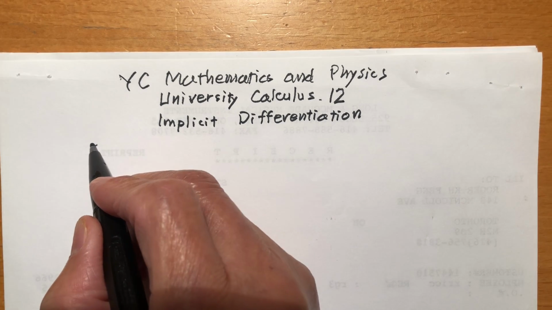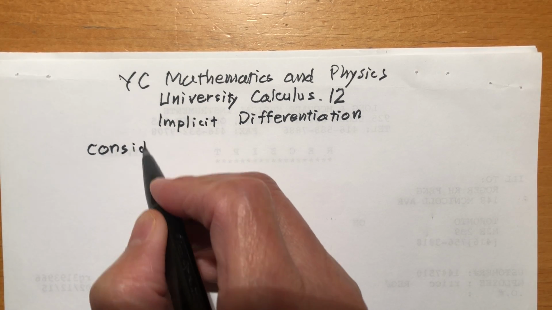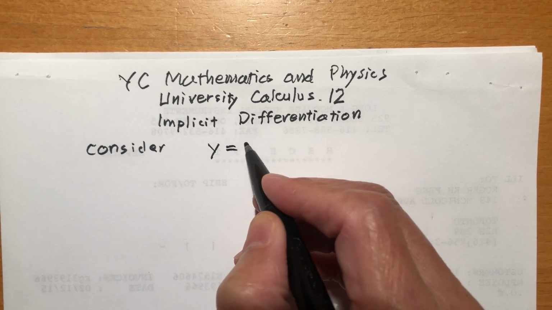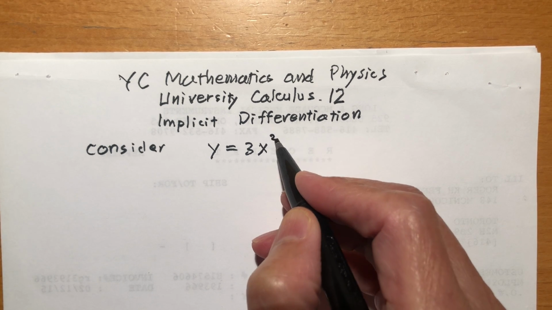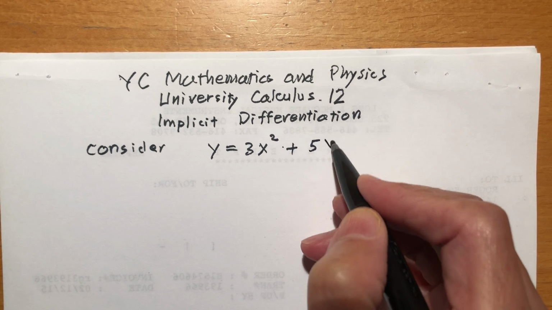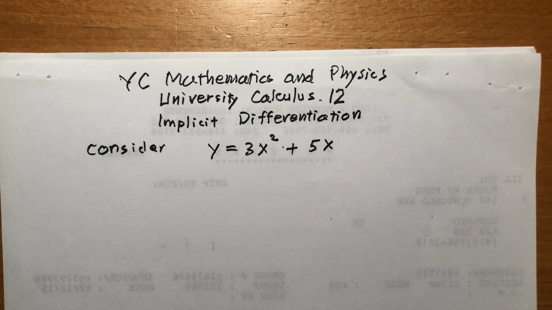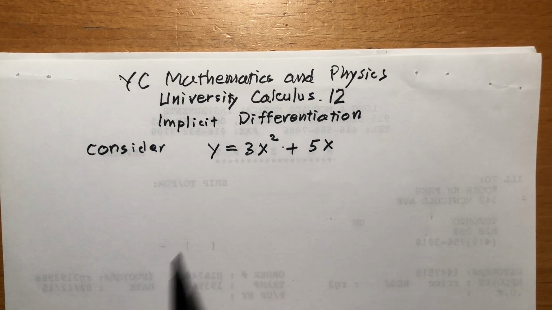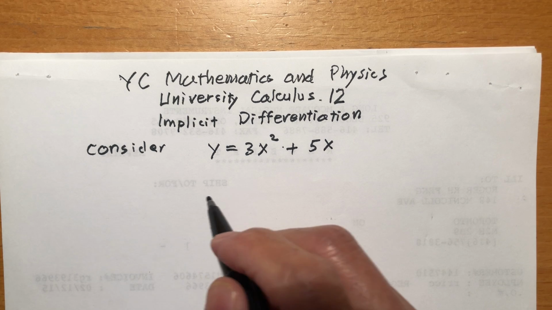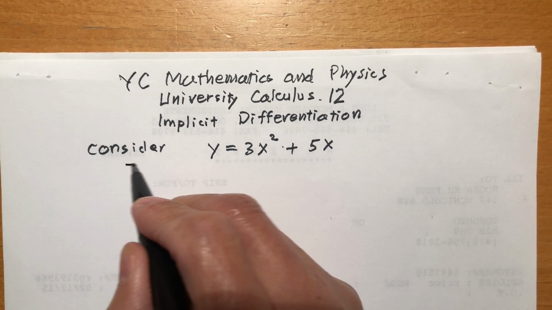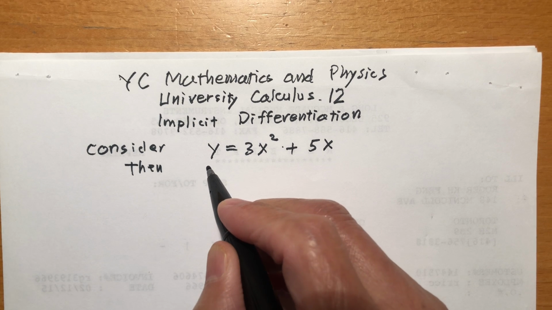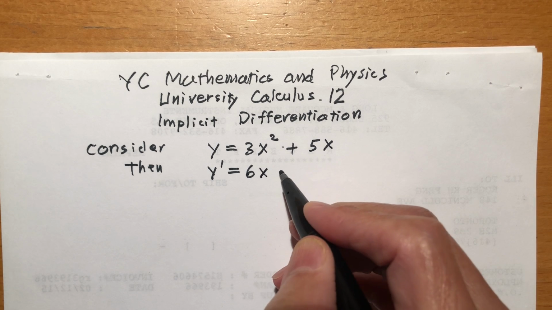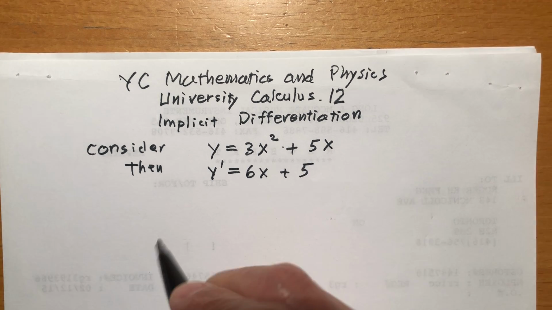Let's consider a function. y equals 3x squared plus 5x. We know how to find the derivative. We learned this before. So what is y prime? y prime is 2 times 3 is 6, 6x plus 5. That's the derivative.